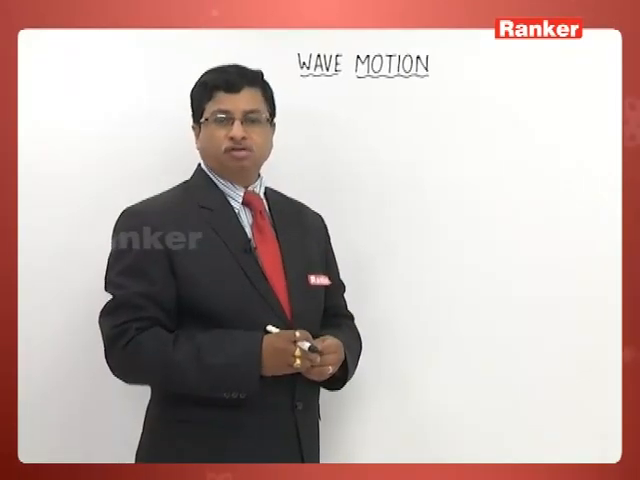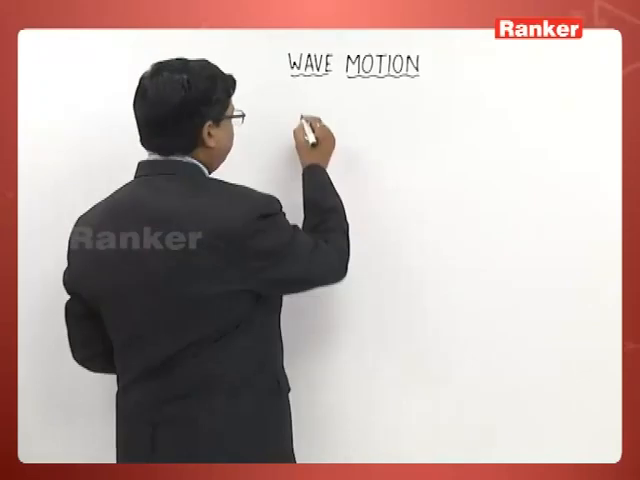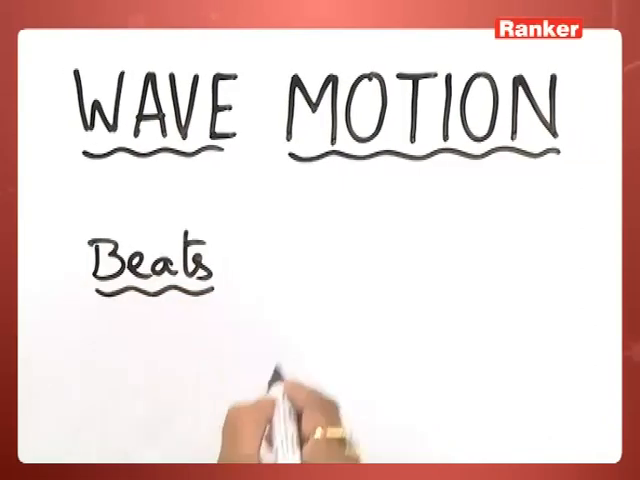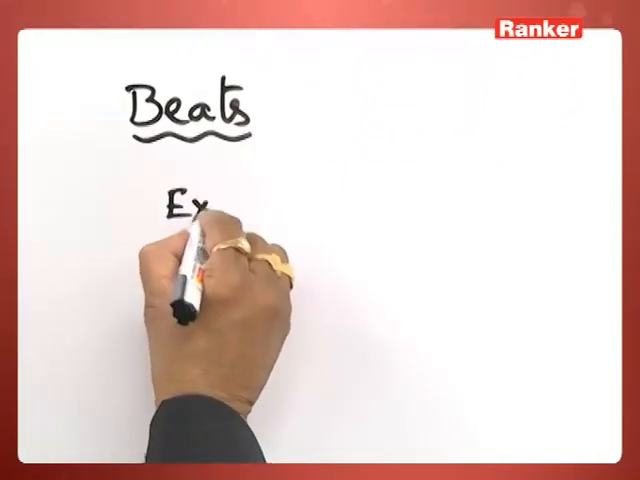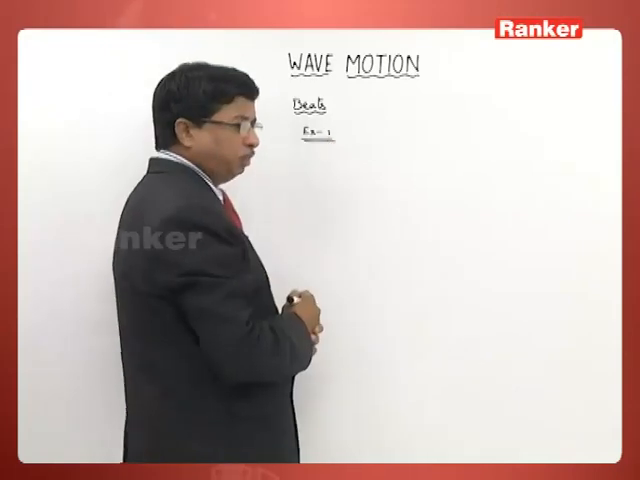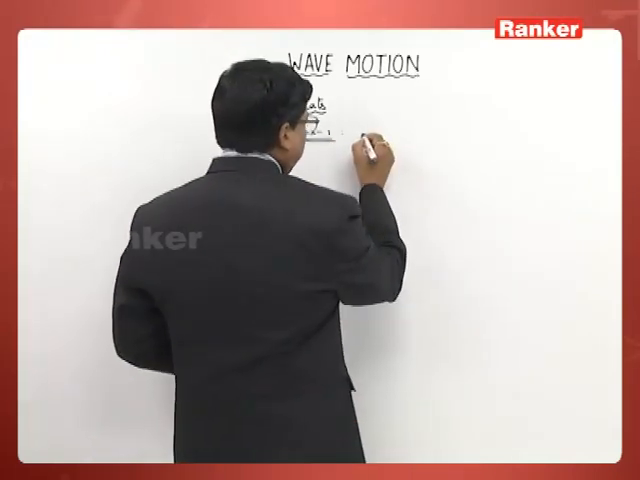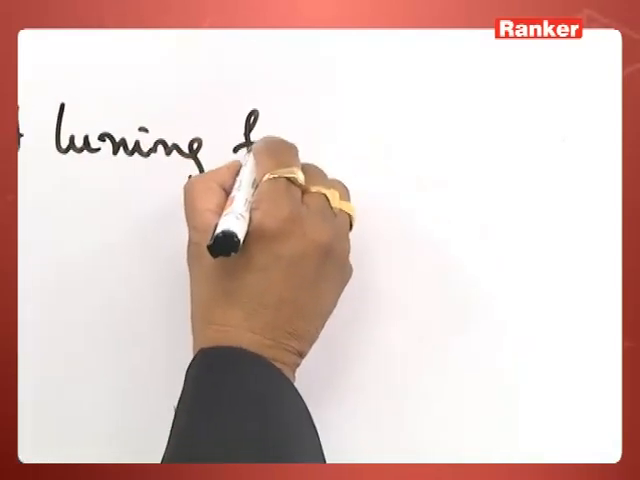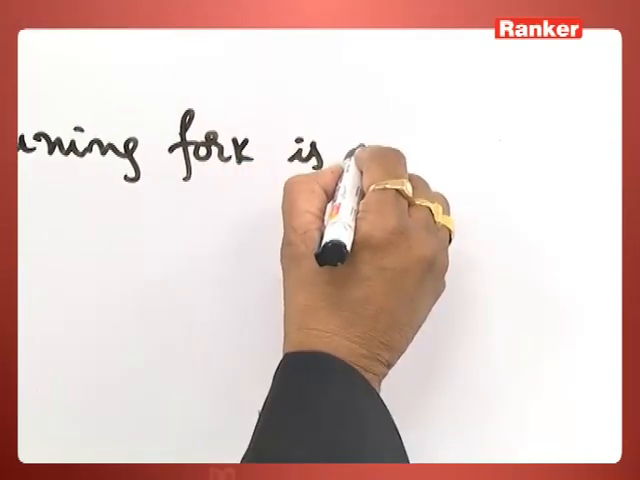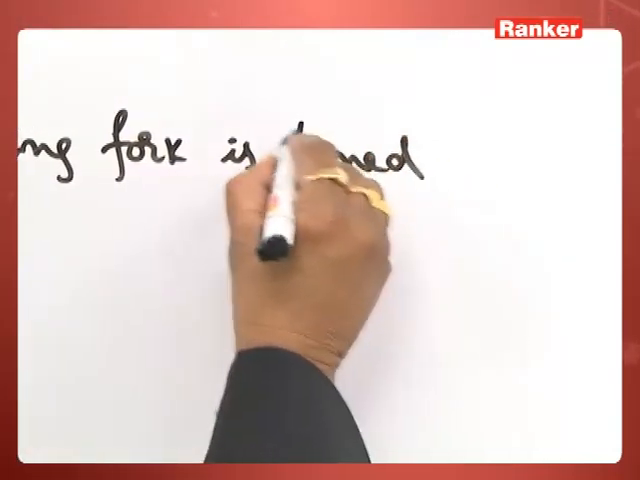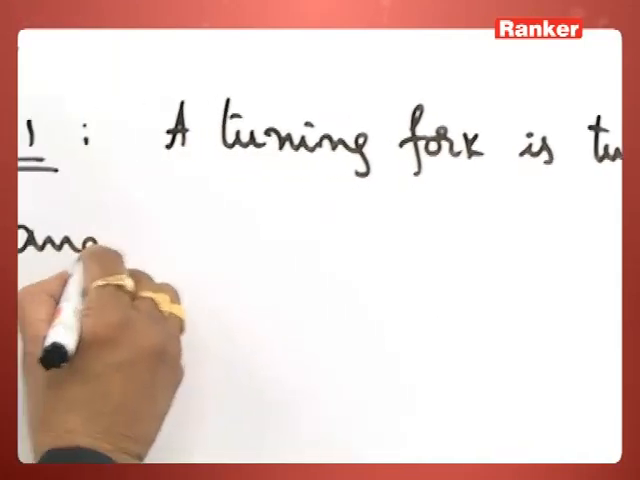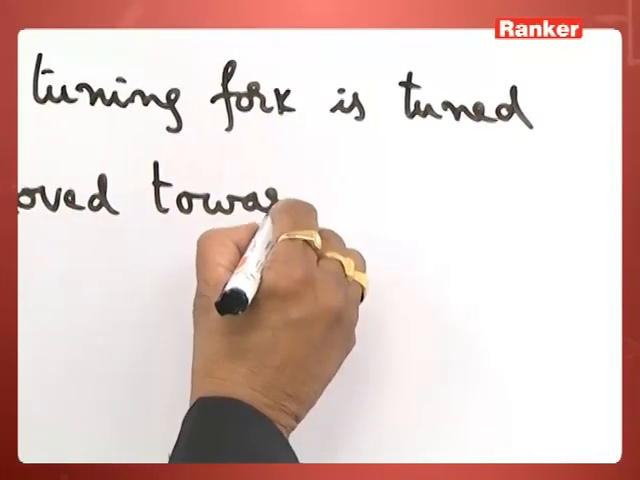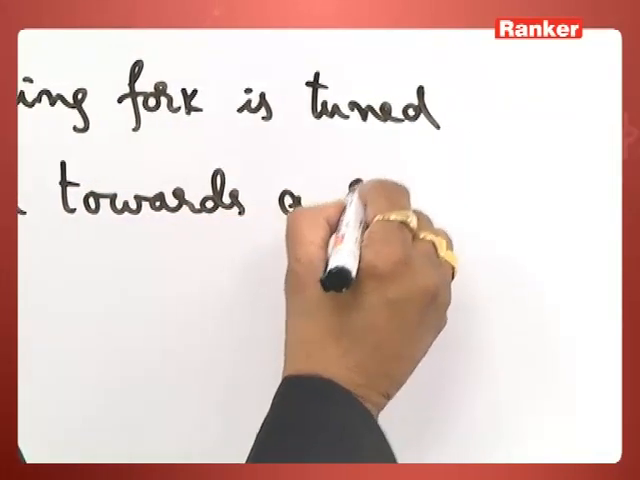Let us take a few applications on beats. When we consider beats, there are a few model problems they may ask. The very first one: a tuning fork is tuned and moved towards a stationary wall.